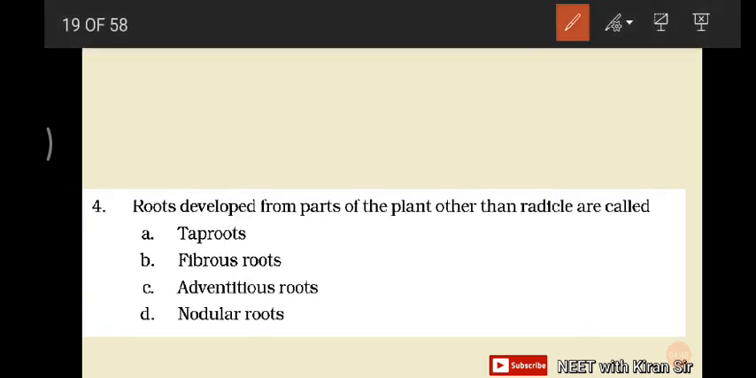Next one. Roots developed from parts of the plant other than the radicle. Read carefully here: other than the radicle. If they are produced from the radicle, then we are going to call it taproot or fibrous root or nodular root. So when I talk about other than the radicle, generally we are going to call it the adventitious root.